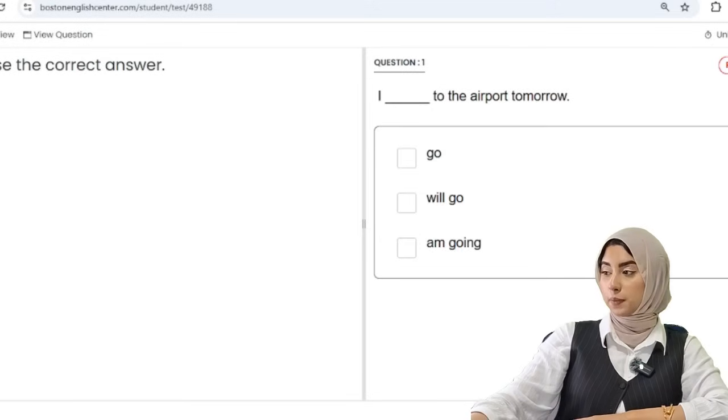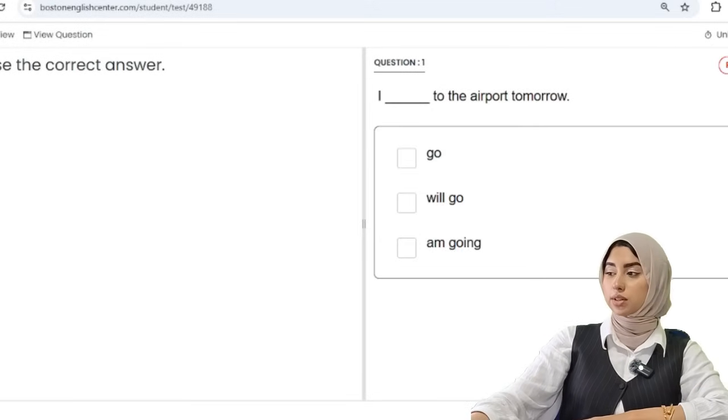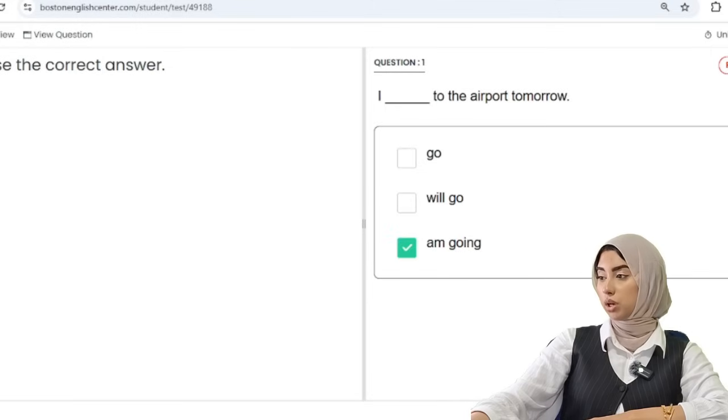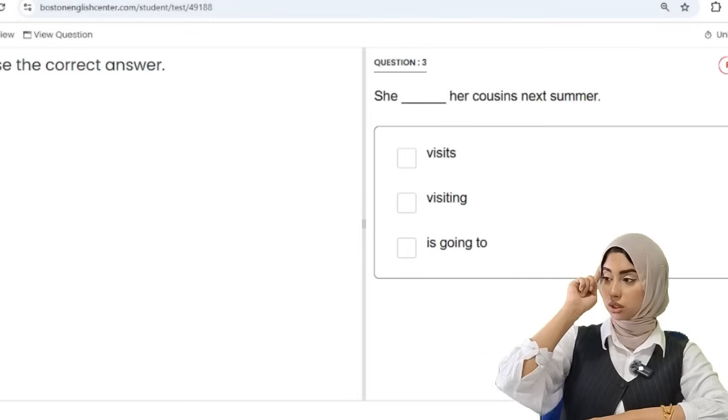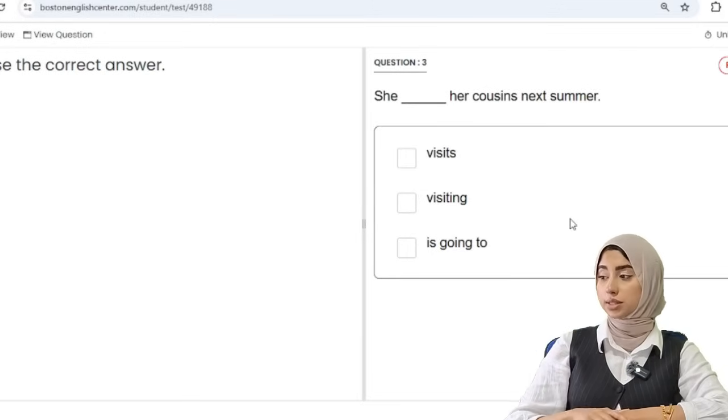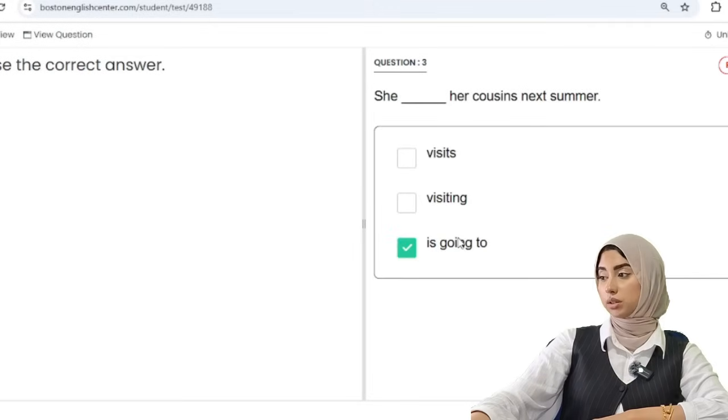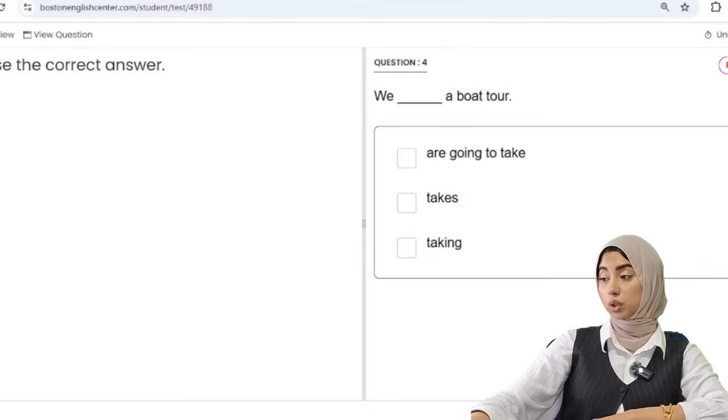Okay, so let's choose the correct answer. So the first one, yes, I am going to the airport tomorrow. Thank you. Okay, question 2. They, yes, they're going to stay in a hotel for 3 days. Okay, 3, she, her cousins next summer. Yeah, she's going to visit her cousins next summer. 4, we, a boat tour. We're going to take a boat tour.